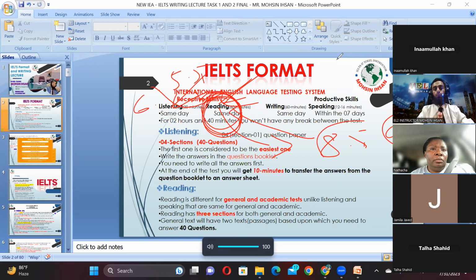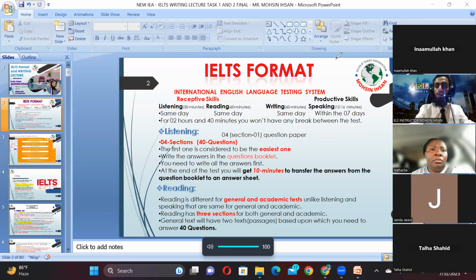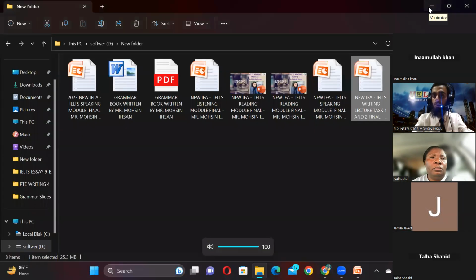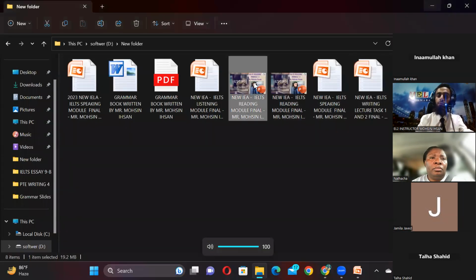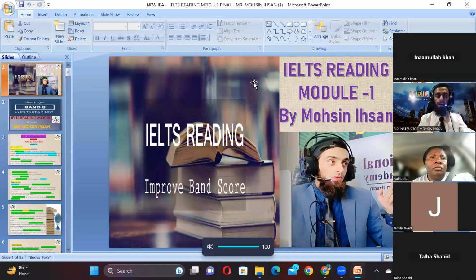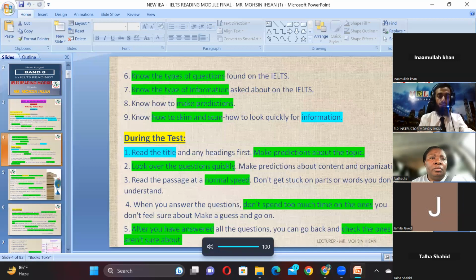Listening is similar for general and academic, right? The four sections are similar for academic and general, and so is the scoring technique. But if we talk about the IELTS reading section, reading is different for academic and general. Here you are going to face different passages along with different scoring criteria. Let me show you.